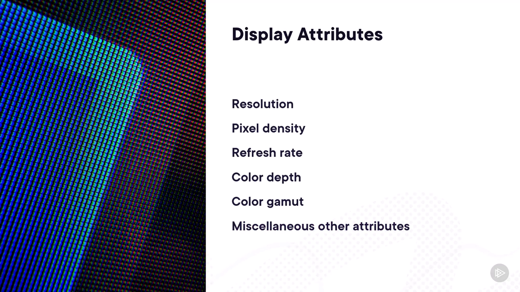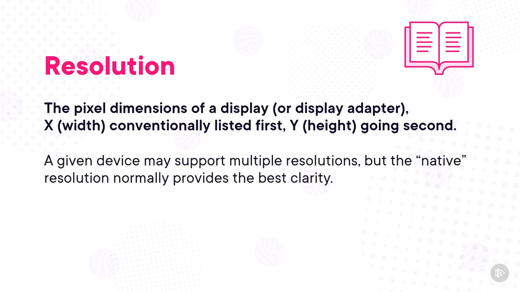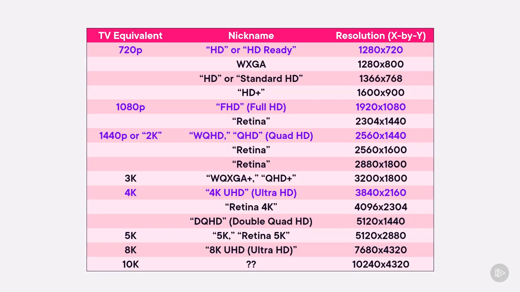Now, resolution is simply the ability of a display to show X number of dots or pixels in the horizontal dimension times Y number of pixels in the vertical dimension. Most modern displays can work at varying resolutions, but only one, the so-called native resolution, shows the display at its best. Here's a table showing some common display resolutions over the past several years.